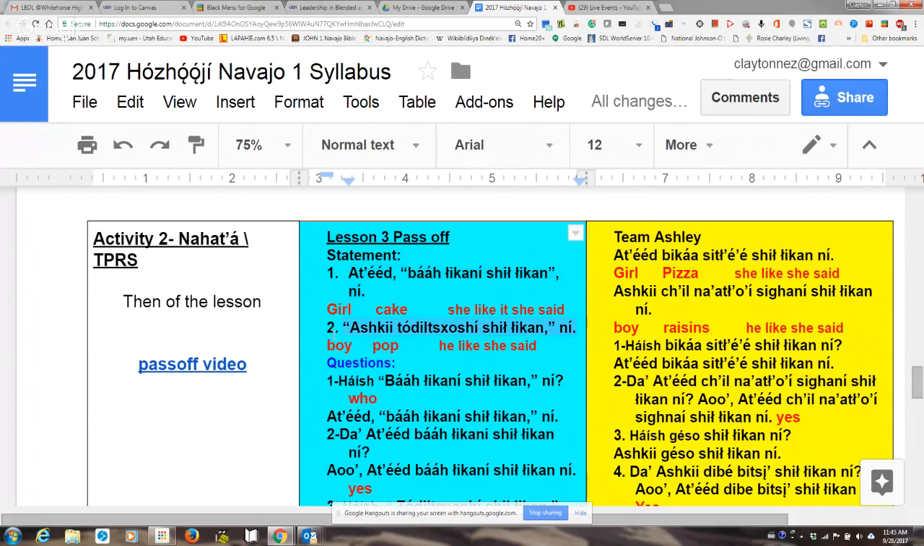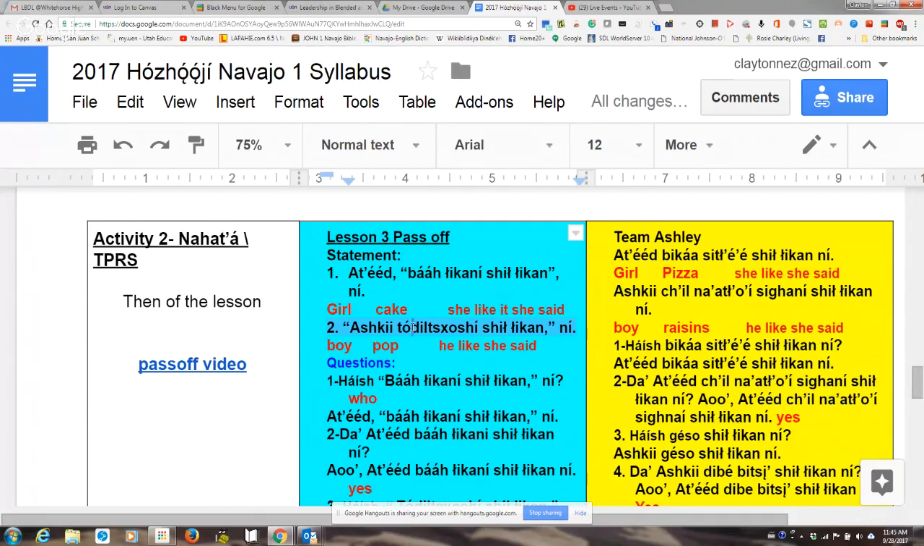See, every time we put a statement, our technique is we're going to learn questions. Okay. The next one is ashki, which is boy. Ashki. And then the word for pop. If you always wanted to know the word for pop, here it is. Twadil chwashe. All right, twadil chwashe.